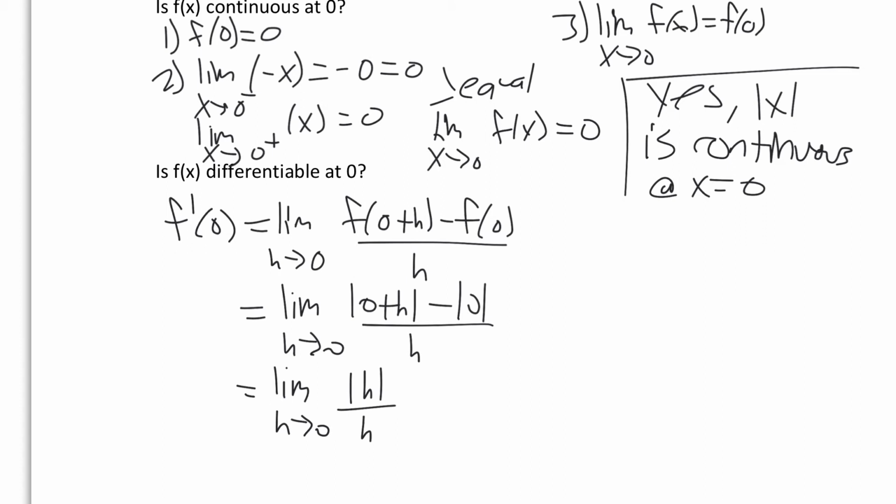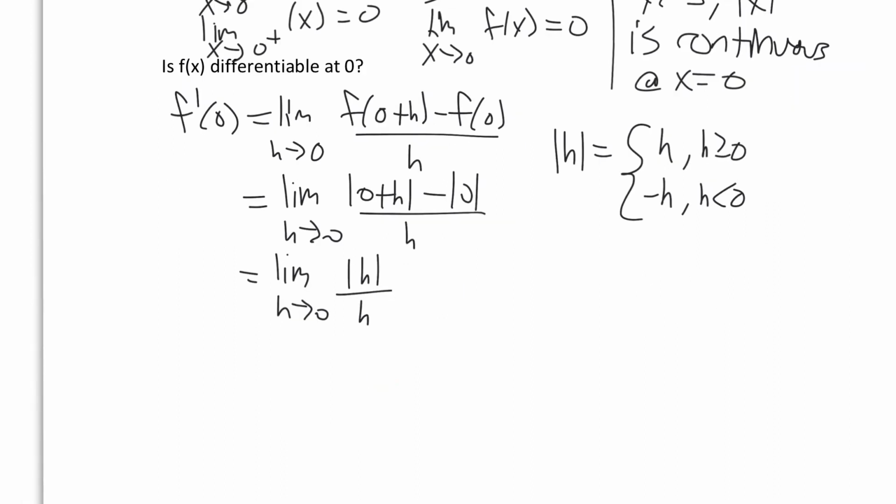Now, to do this function, remember that the absolute value is technically a piecewise function. It's either h or negative h, depending on if h is positive or if h is negative. Which means as we plug in h approaching 0, well, what do we put for absolute value of h? Do we do h? Do we do negative h? It means we have to do limits from either side.